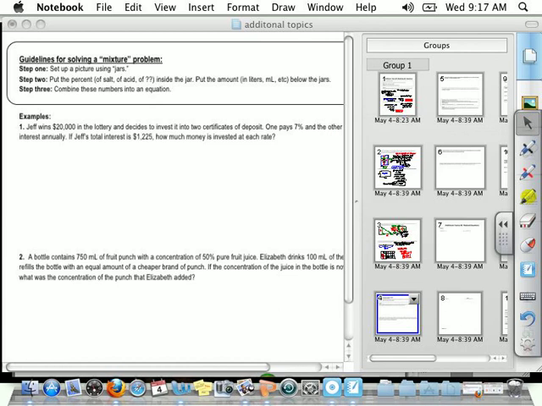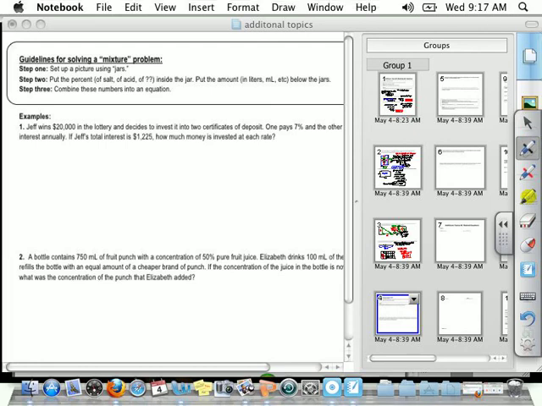All right, so guidelines for solving a mixture problem. Step one, you're going to set up a picture using what I call jars. Step two, put the percent of salt or acid or whatever you're talking about inside the jar. Put the amount below the jars, so in liters, milliliters, whatever. And then combine these numbers into an equation. It seems kind of confusing the way I just explained it. I think it'll make more sense once you see the picture.